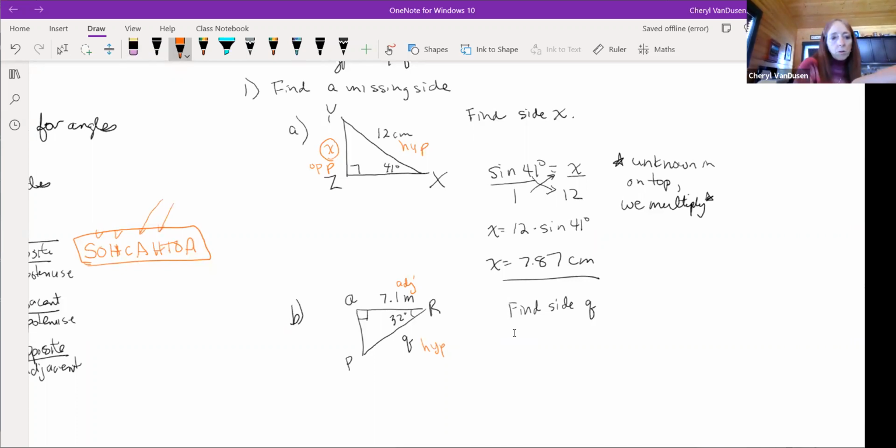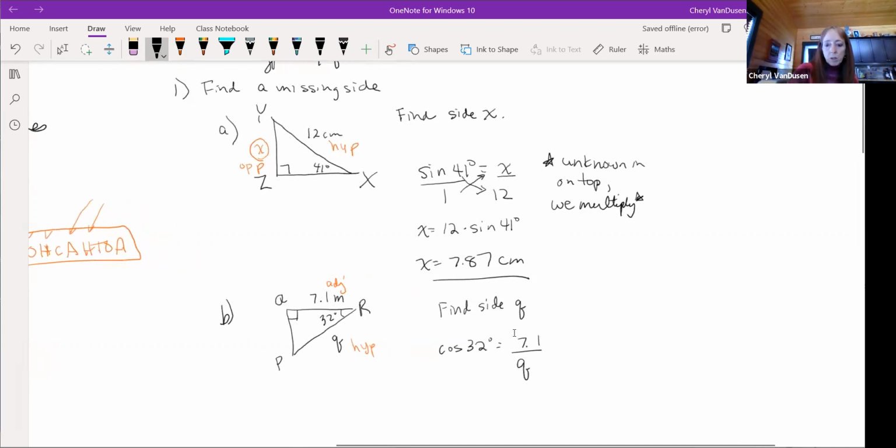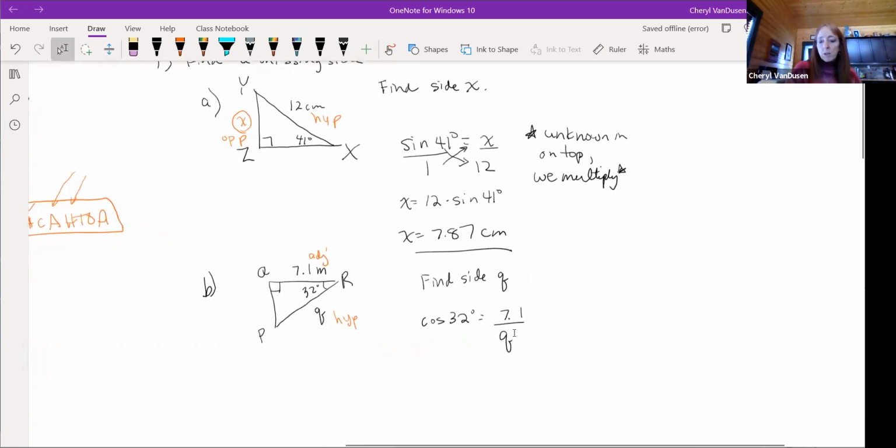So A and H is cosine. We start out by writing cos of 32. Adjacent is 7.1 and Q is the hypotenuse, on the bottom. Notice here that our unknown is on the bottom. As we go through, there's going to be a little more work to do here to get it ready. So we're going to still put it over 1.